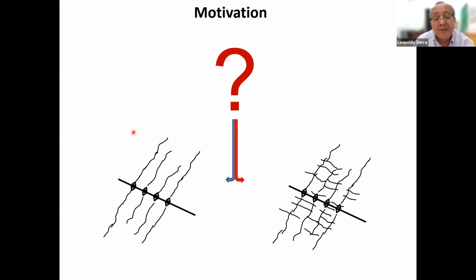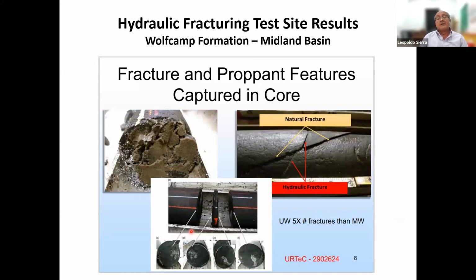But in reality, in most of the cases, we're always going to get this type of planar fractures. And to show you that this is really the case, there are many papers discussing the hydraulic fracturing test site results from the Wolfcamp formation in the Midland Basin. So you can see that in many cases, for example, as shown here, this is a core sample. This is the natural fracture, and this is the hydraulic fracture.